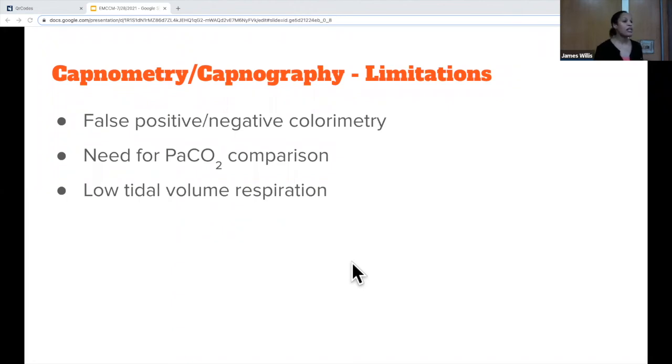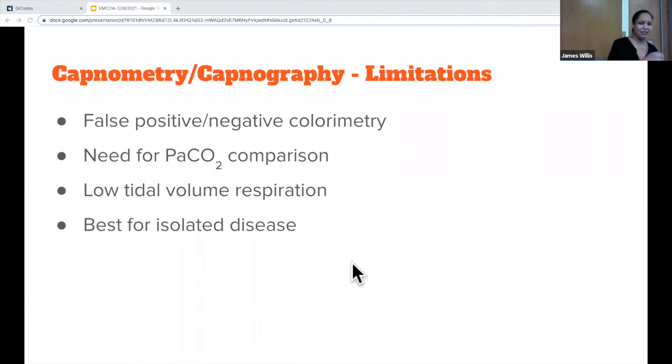Additionally, low tidal volume respirations can be an issue. If you're using one of those nasal end tidals, sometimes if a person starts taking really small breaths, you might just start getting ambient air entrained into the system, and you might start getting falsely low numbers. It's best for isolated disease. People who may have a metabolic disease, a perfusion issue, and a respiratory issue, it may be a little bit difficult to correlate end tidals in those cases.